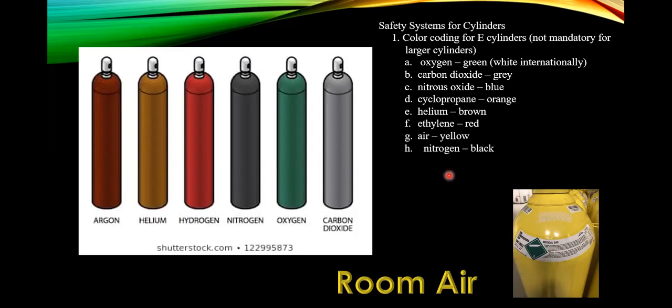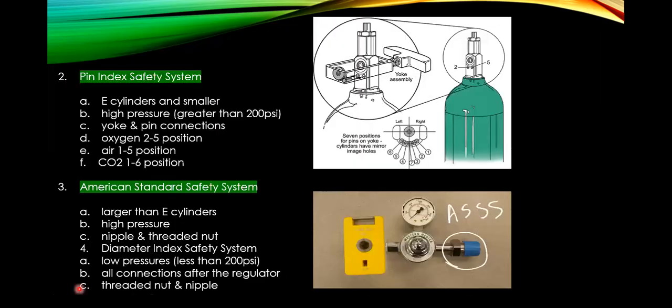The next one is called the pin index safety system. It keeps you from putting the wrong regulator on the wrong tank. That's a good one, right? Each cylinder has pin positions. See this right here? Oxygen's pin position is 2 and 5. The only regulator that's going to fit on this oxygen cylinder is a regulator that has 2 and 5 for oxygen. So if I have a nitrous oxide E cylinder, but I'm colorblind and I have an oxygen regulator in my hand, it's not going to fit on that nitrous oxide, right? Because it's the wrong pin position.